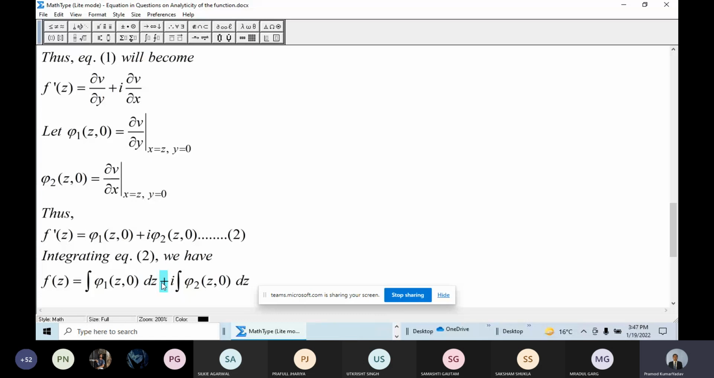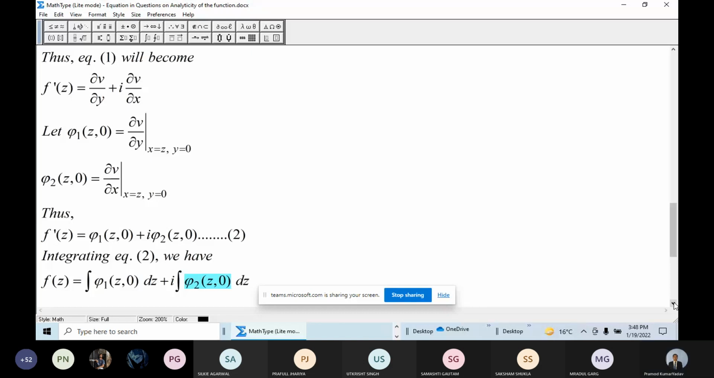When it is minus, psi1 was the partial derivative of u with respect to x, and psi2 was the partial derivative of u with respect to y. However, if the imaginary part is known, then phi1 is the partial derivative of v with respect to y, and phi2 is with respect to x. So you should keep these in mind, and accordingly you may use the formula. So this is the Milne-Thomson method to construct the analytic function.